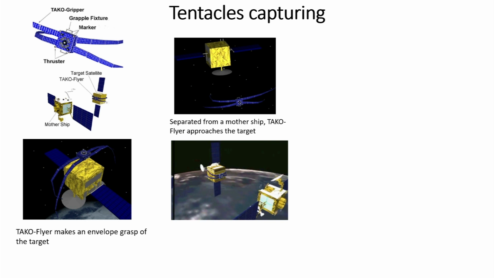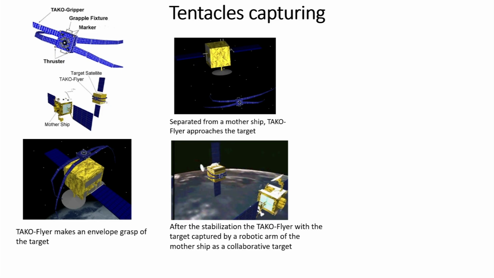Now, this abandoned satellite is a non-cooperative one. Because of this teko gripper, since it has the thruster and the communication system, the mother satellite will be able to send the proper commands, and in that way the deorbiting operation can be done. After the stabilization of the teko flyer with the target captured by a robotic arm of the mother ship, it has become a collaborative target because of this teko gripper.